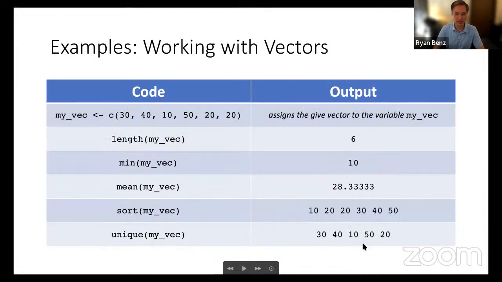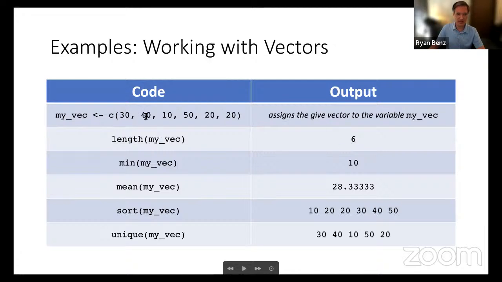So let's get some examples of working with vectors using functions. Here's just another example of making a vector through variable assignment. We've already covered this, and we already know how to do this. We can use the length function on the vector to get how long it is.